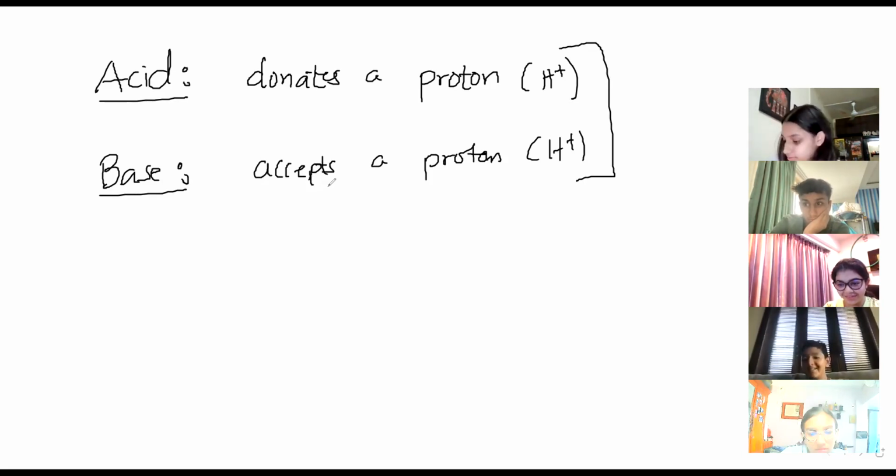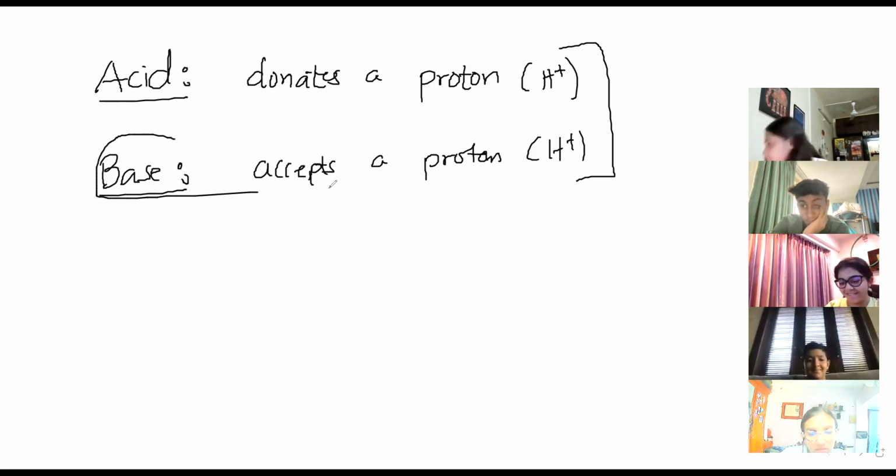Sir, I'm just confirming, like it's given here. A base is something that accepts a proton. Okay, now I'll give you an example. I will solve one example and then you will solve one example.